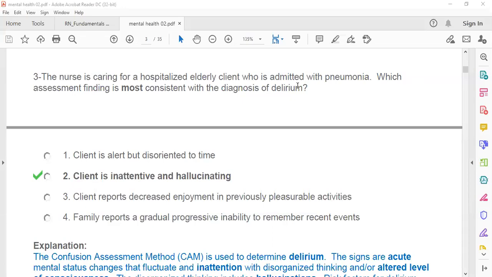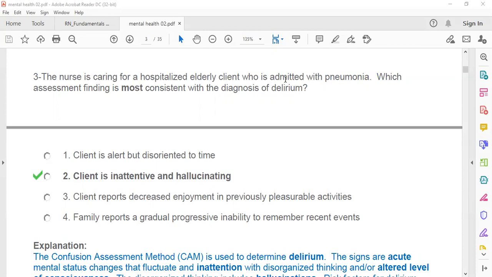This question is easy because the patient is admitted with pneumonia, but the examiner did not ask about shortness of breath or oxygen, so we do not think that much. And the second part of this question mentions the assessment finding most consistent with the diagnosis of delirium.